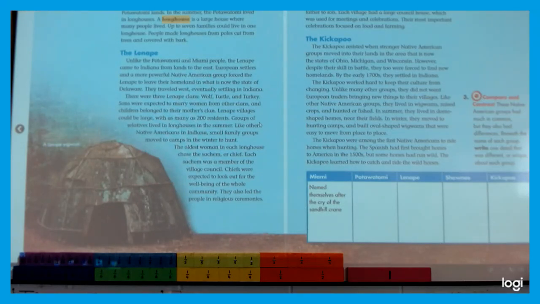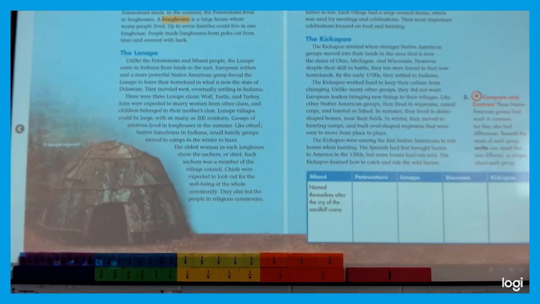The oldest woman in each longhouse chose the sachem, or chief. Each sachem was a member of the village council. Chiefs were expected to look out for the well-being of the whole community. They also led the people in religious ceremonies. So your chief back then, or your sachem, that would have been very similar to like a pastor or a minister. So they would lead religious ceremonies, but they also acted kind of like a mayor. So they would take care of the people around them.